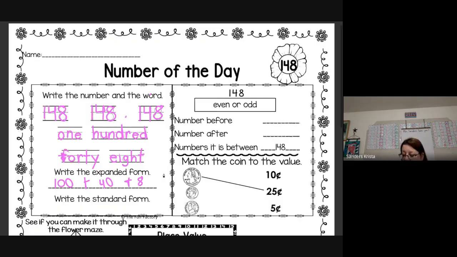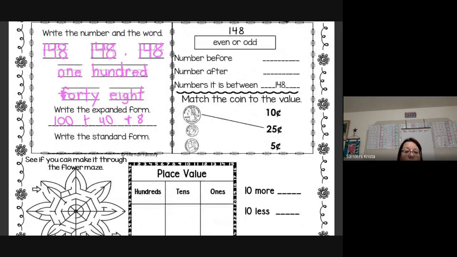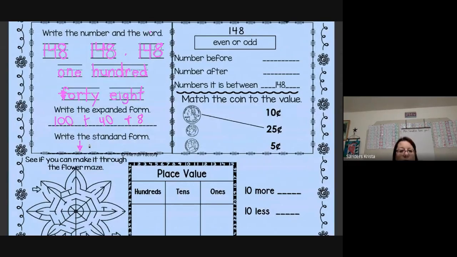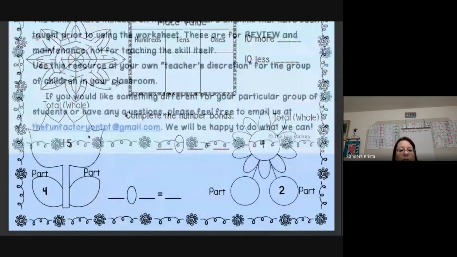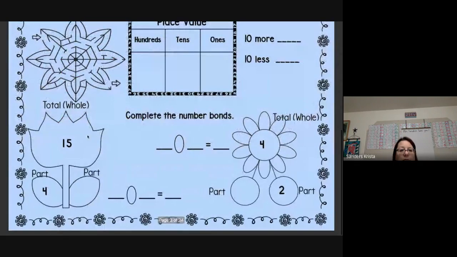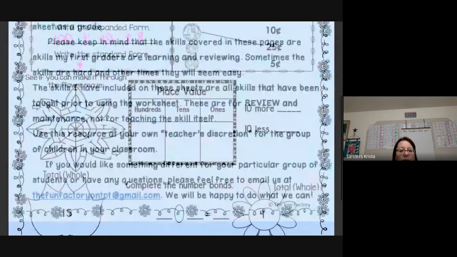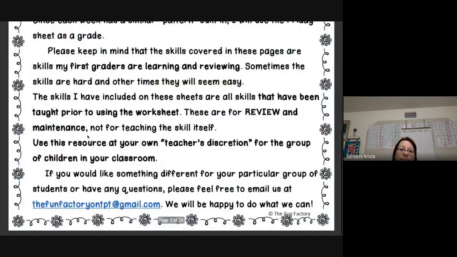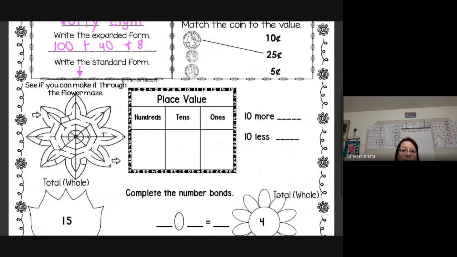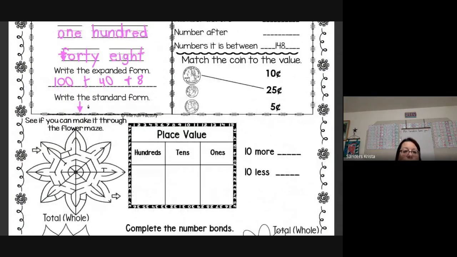And we already know that standard form is the most common way to write our numbers. It's just writing the number 148. All right, now here it says, see if you can make it through the flower maze.